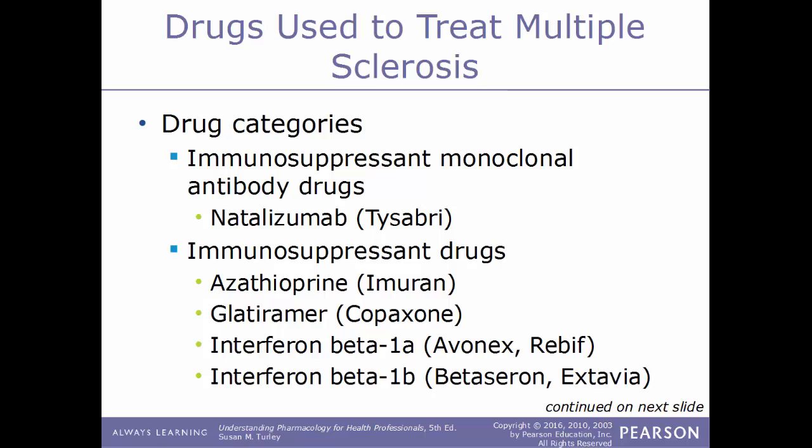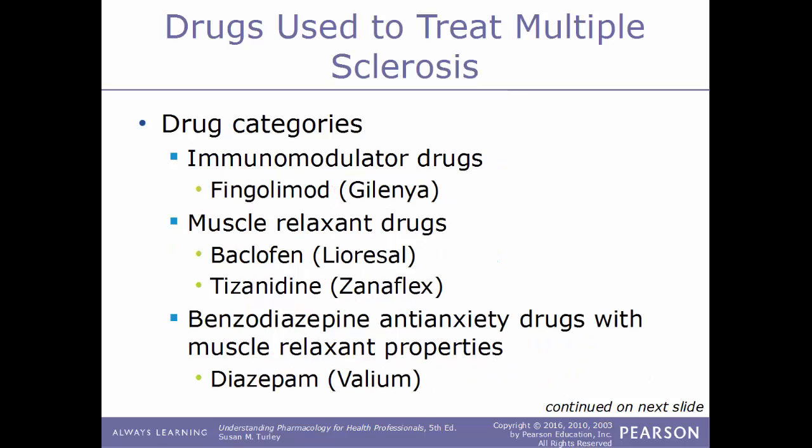Another category of drugs used to treat MS are immunosuppressants, and some examples of this would include azathioprine, which is sold as the trade name Imuran, glatiramer, which is sold as the trade name Copaxone, interferon beta 1a, which is sold as the trade names of Rebif and Avonex, interferon beta 1b, sold as Betaseron or Extavia. Another category of drugs would be immunomodulator drugs. An example of this would be fingolimod, which is sold as the trade name of Gilenya.